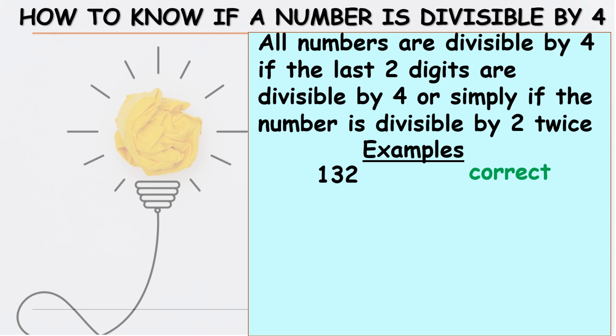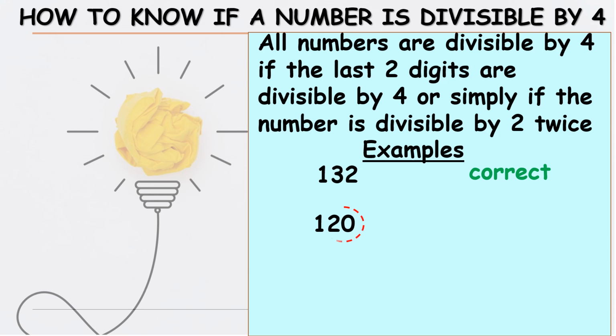Another consideration is, can you divide 132 by 2? You can divide 132 by 2 because the last digit is an even number. And if you divide 132 by 2, you have 66. Can you divide 66 by 2 again? 66 is an even number. It ends with 6, which is also even. Therefore, it can be divided by 2 again. So if it can be divided by 2 twice, then it can also be divided by 4. So that's the second consideration, if you want to use that second consideration.